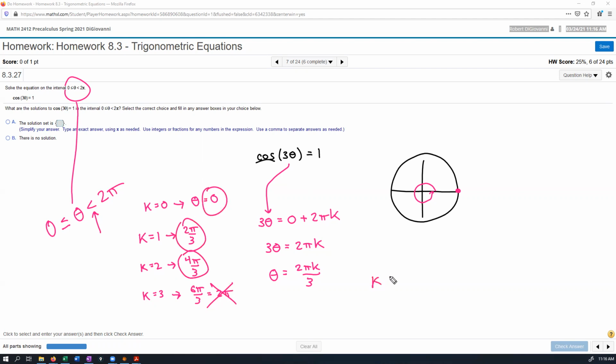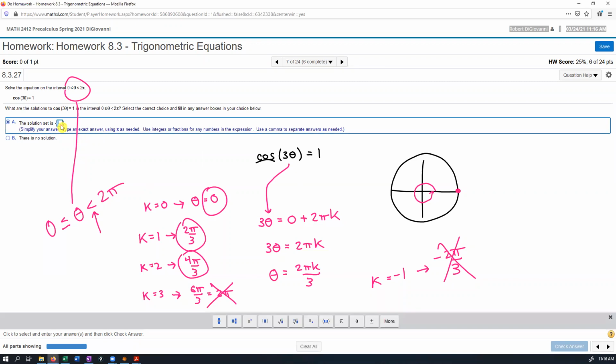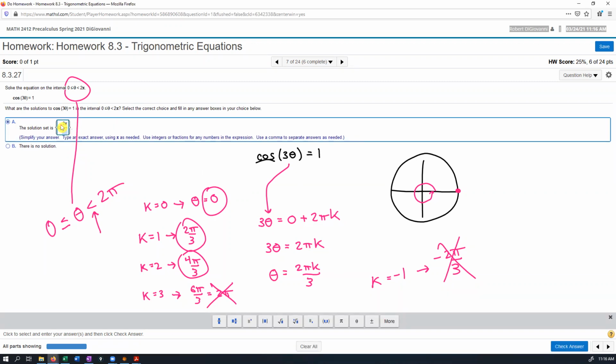And if k is -1, if we plug that in, we get negative 2 pi over 3. And that's a negative answer, and we're supposed to be greater than 0, so it can't be that. So it looks like we only have 3 answers here. It's going to be 0, it'll be 2 pi over 3, and 4 pi over 3.